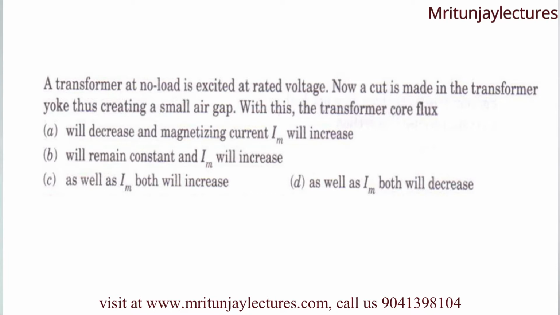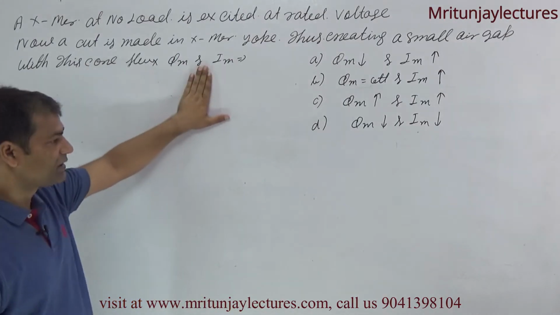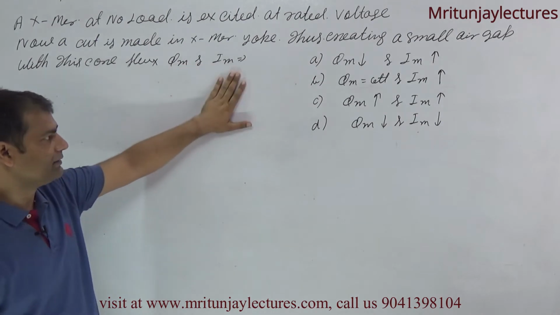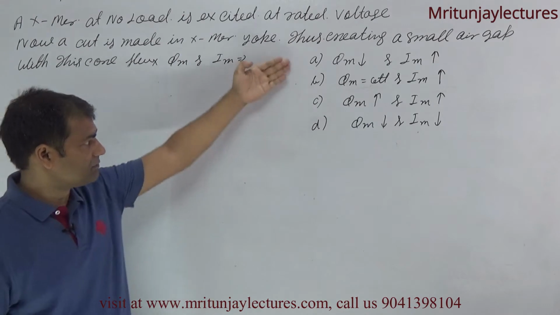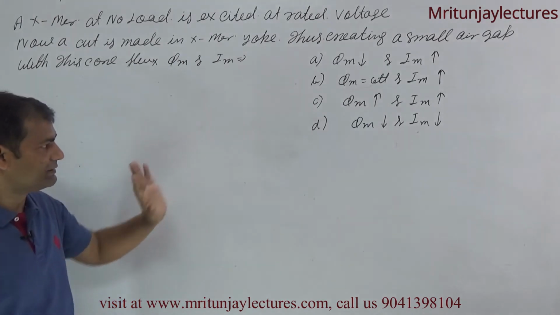Second option: the flux will remain constant and Im will increase. Option C: the flux as well as Im both will increase, and the last option D: the flux as well as Im both will decrease. It is clear. Corresponding to the question, our discussion focuses on phi m and Im. The options are written in short form like this.